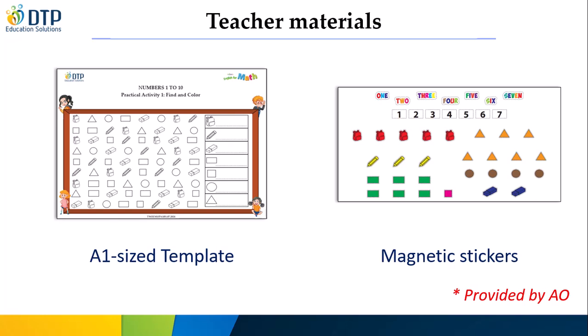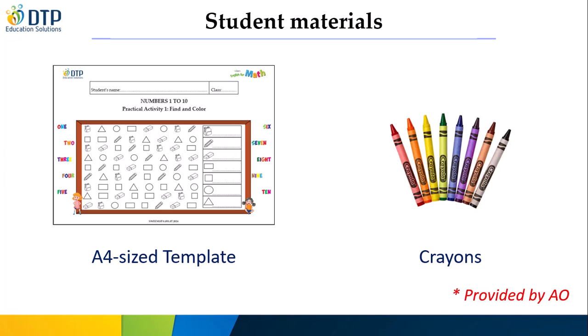Once you have your teaching materials ready, let's move on to the student materials. Your students will also have the template like yours, but it is size A4 and there are some crayons for them. And don't worry, everything you need will be provided by your AO. Now, on to the teaching procedures.